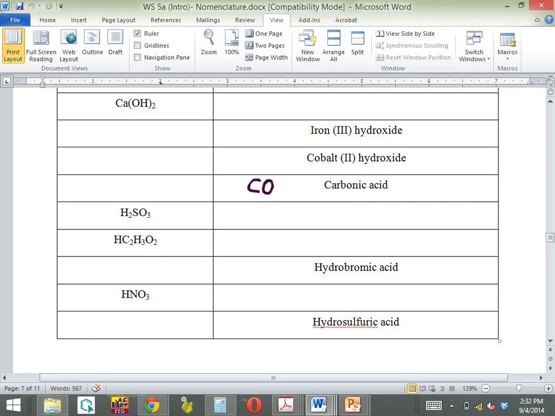And so then we need to know what carbonate ion is. Carbonate ion is CO3, 2-. To make the acid, I'm just going to look at the charge, and that's going to tell me how many hydrogens I need. So carbonic acid is H2CO3.